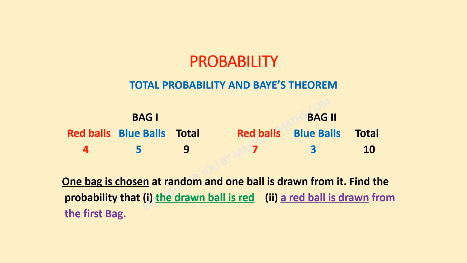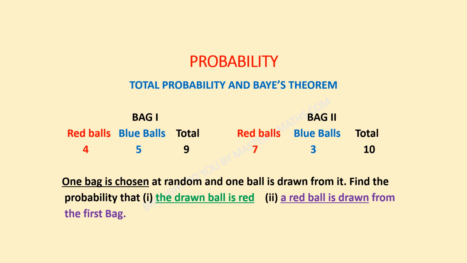Let me take a sum and explain what is total probability and what is Baye's Theorem, how to identify them and how to proceed with the sum. Okay, now there are two bags. Bag 1 has 4 red balls and 5 blue balls. So the total number of balls in bag 1 is 9. There is a bag 2. It has 7 red balls and 3 blue balls. So the total number of balls in bag 2 is equal to 10.